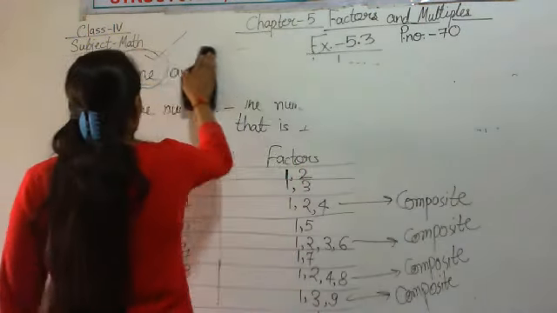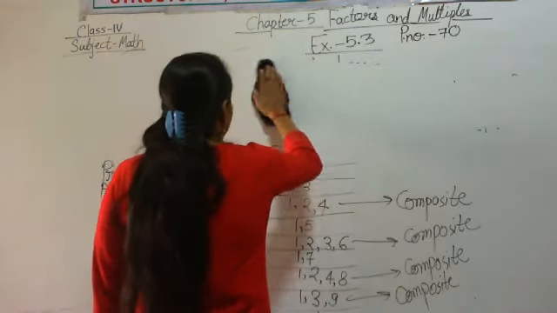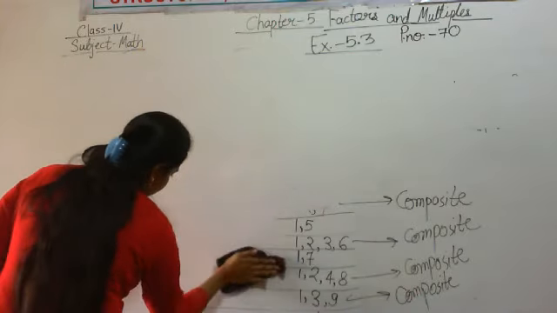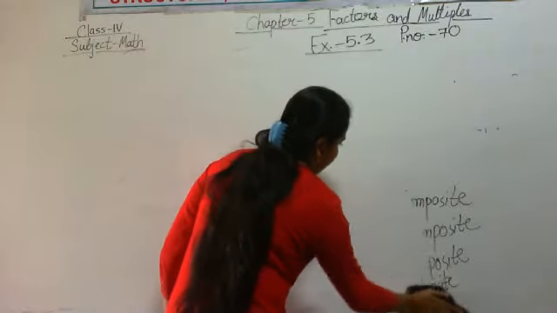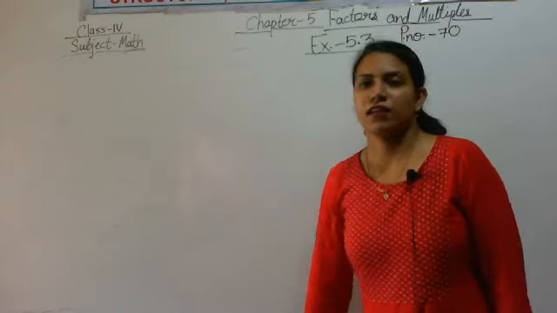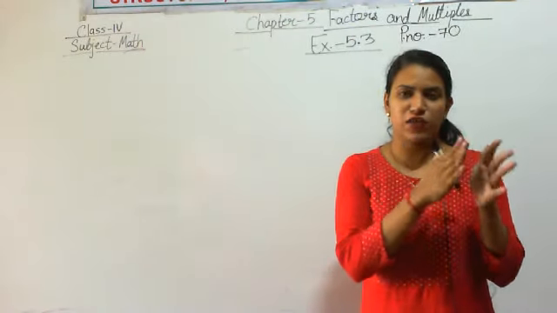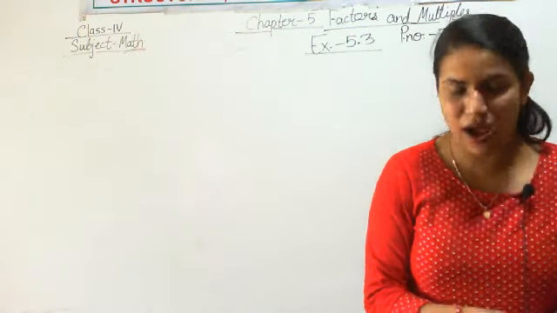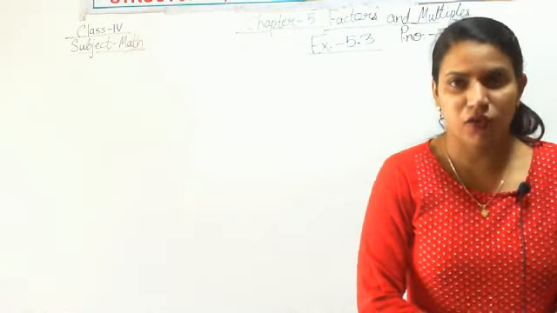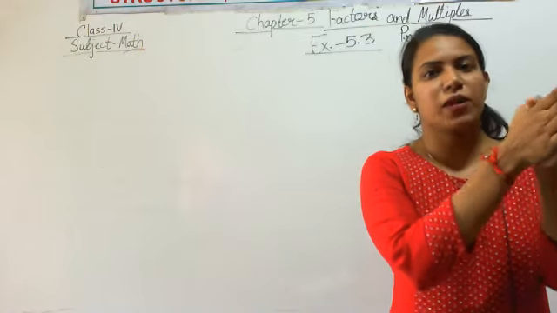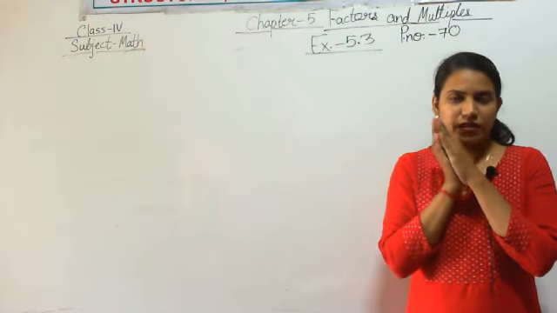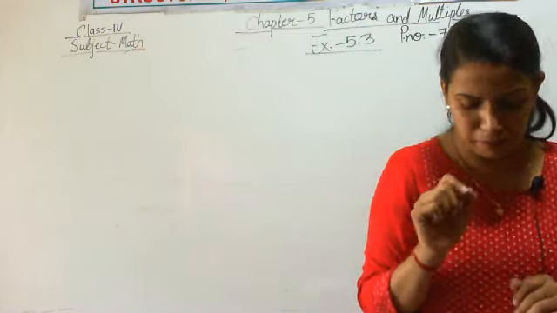Now we will do question number 3 of the exercise. I am giving you one activity: write the countings from number 1 to 100 and circle all the prime numbers with a pink crayon.